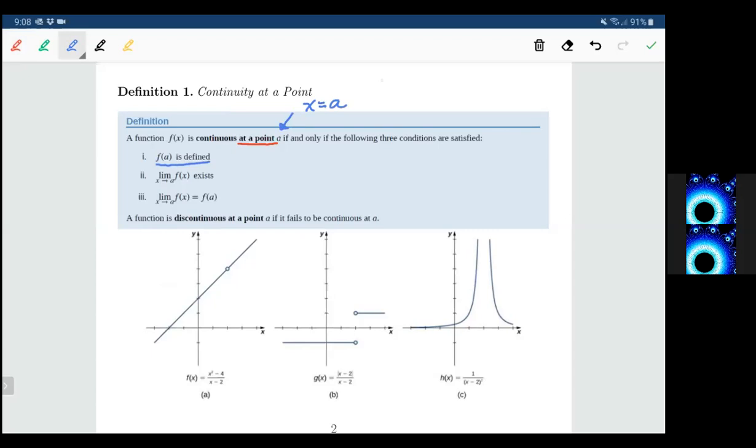So in our case, we were working with a equal to 2 in the previous example, and here's 2. And the problem with this hole in the graph is that f of a, or in our case, f of 2, is not defined. And therefore, looking at the definition of continuity, we can say that this function is not continuous. But where is it not continuous? It's not continuous at x equal to 2.